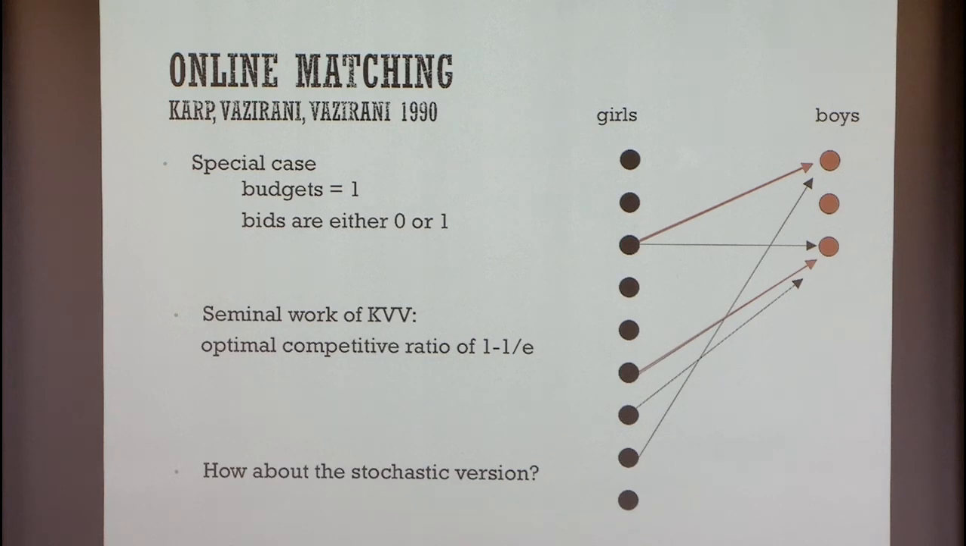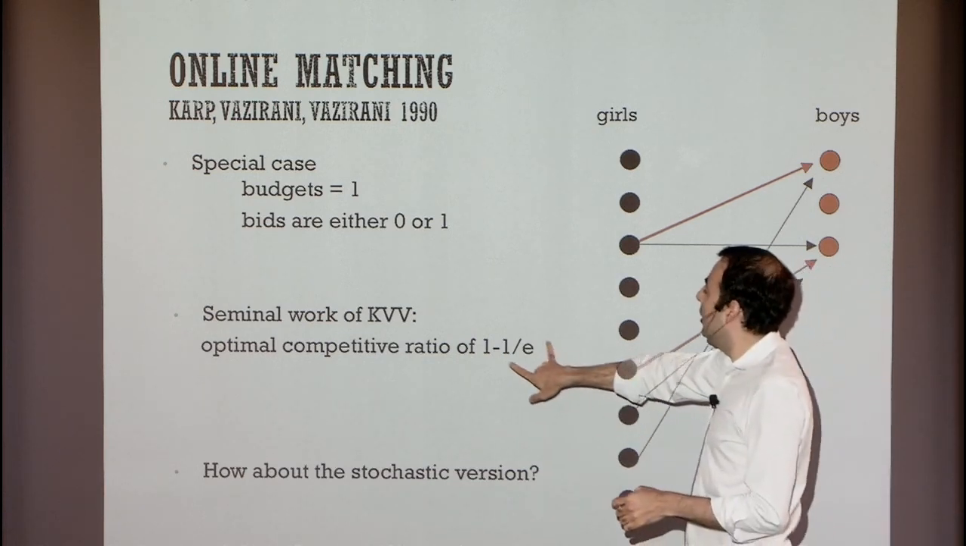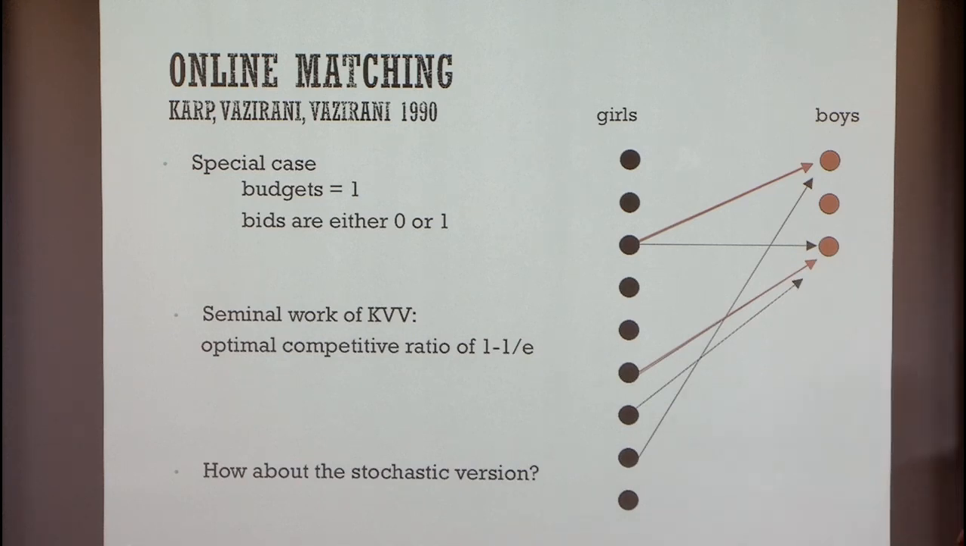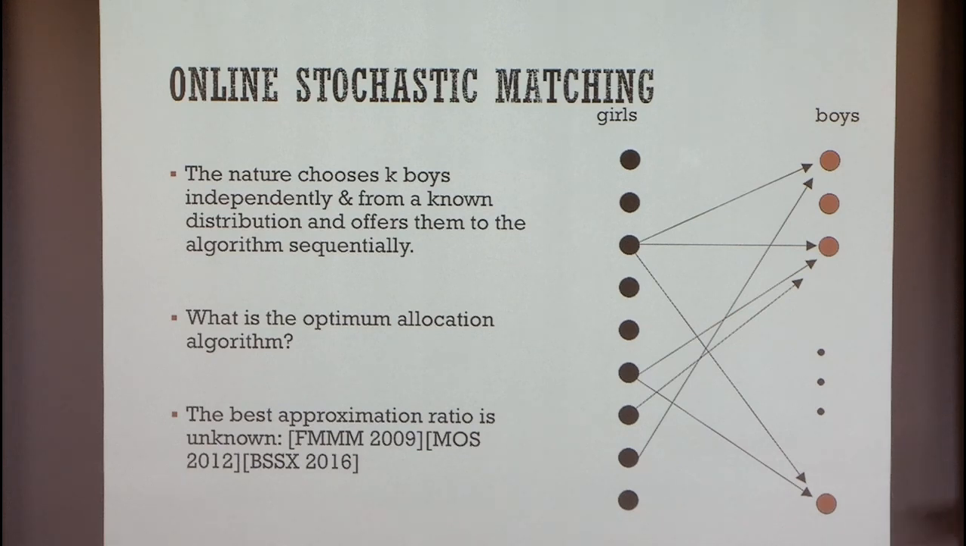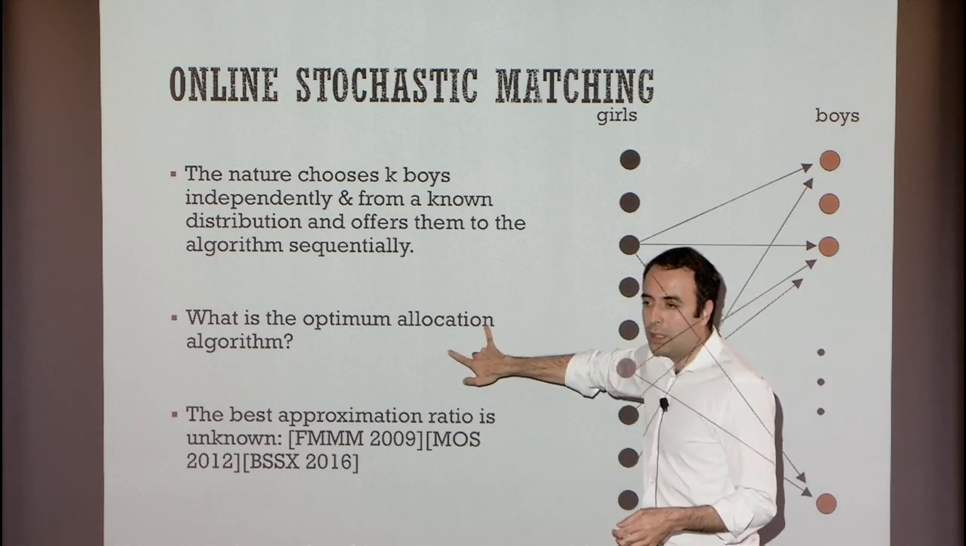The work of Karp, Vazirani, and Vazirani shows that you can get the competitive ratio of 1 minus 1 over e, and that's optimum. But you can ask the question about the stochastic version. So imagine that I give you the bipartite graph, the set of girls and boys, and tell you that from the set of boys, I'm going to sample independently every time. I give you the probability that each boy is chosen, and I tell you that I'm going to sample independently. What's the optimal allocation algorithm?